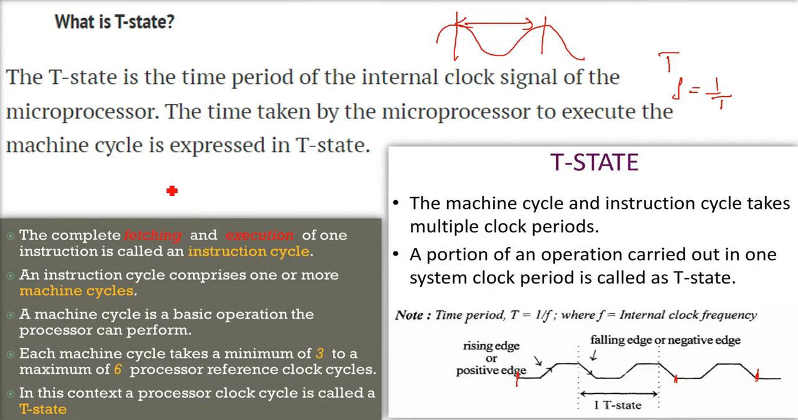In order to complete any instruction, the fetching and execution of the instruction will be done. This is called an instruction cycle. This instruction cycle can have multiple machine cycles. A machine cycle is actually a basic operation that the processor has to perform. Each machine cycle will take a minimum of 3 to a maximum of 6 processor reference clock cycles. In this context, a processor clock cycle is known as a T state. T stands for time, you can say. T state.